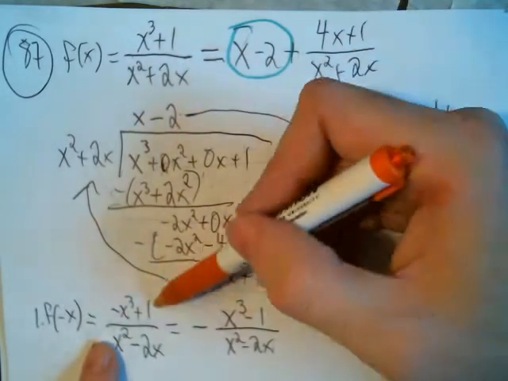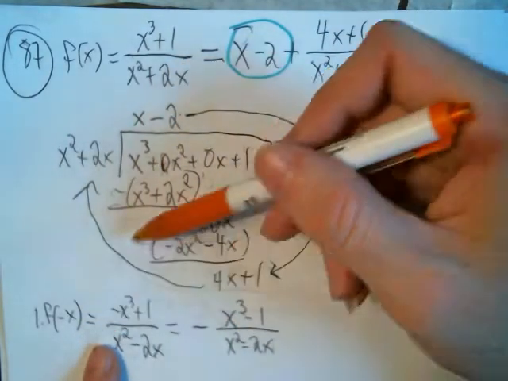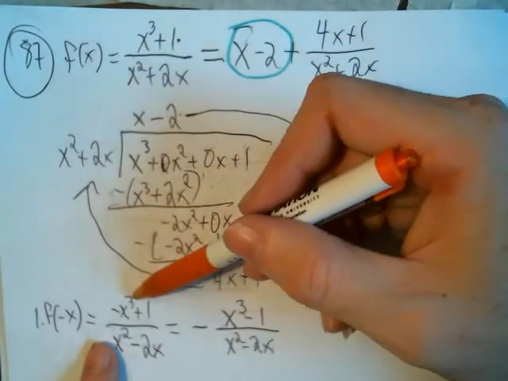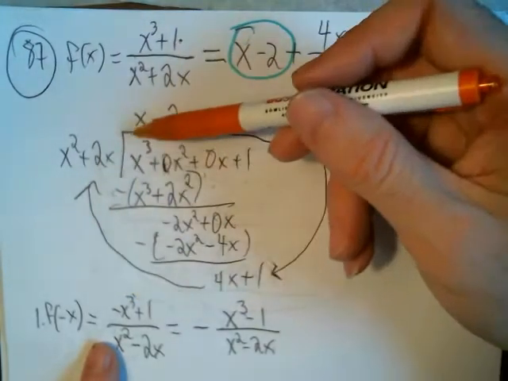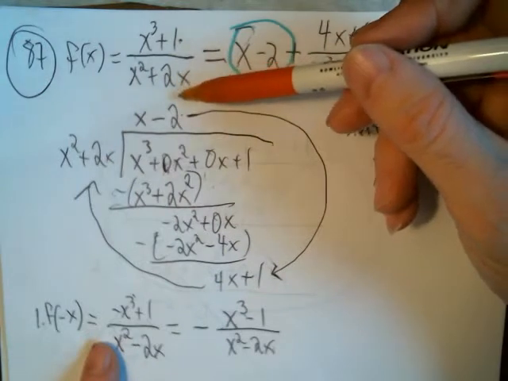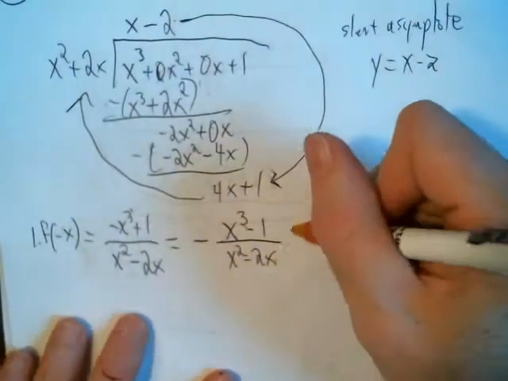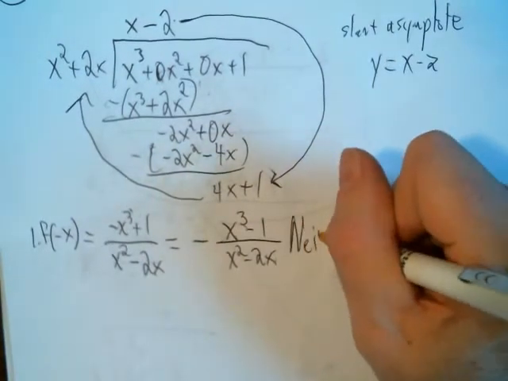And you could try to factor out a negative from the numerator and make this numerator the same as this numerator, but it isn't going to work because you're going to end up with x cubed minus 1 instead of x cubed plus 1. So in my opinion, this thing is neither. Okay, so neither.